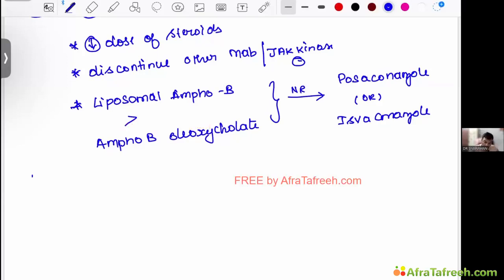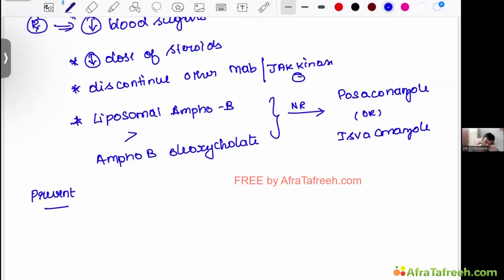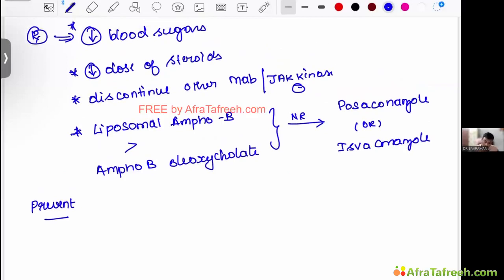So how to prevent it? Keep in mind potassium and creatinine, okay, creatinine.